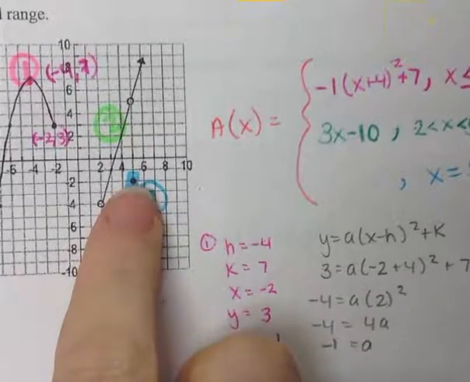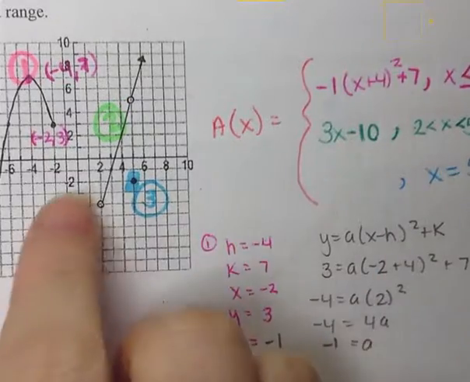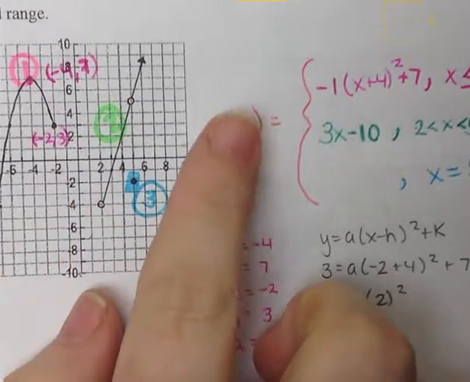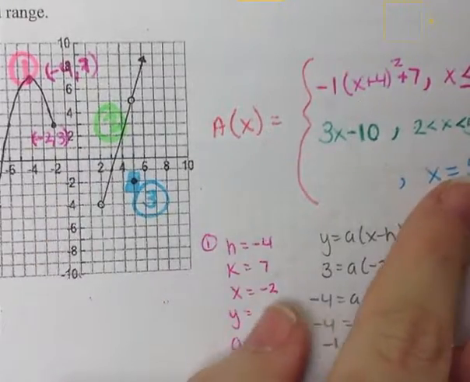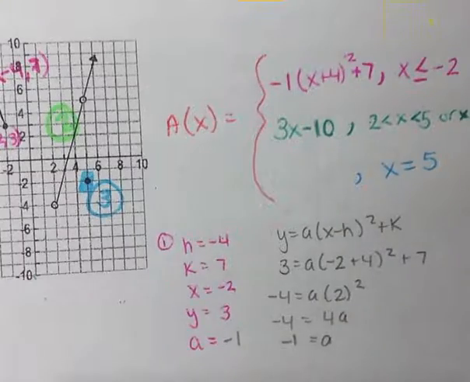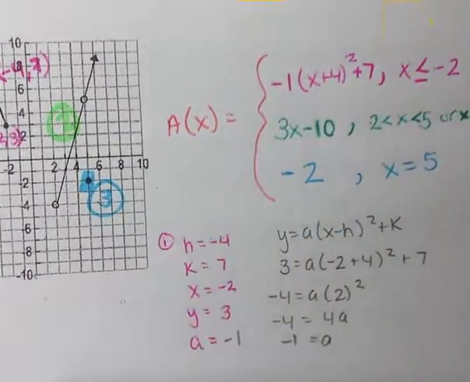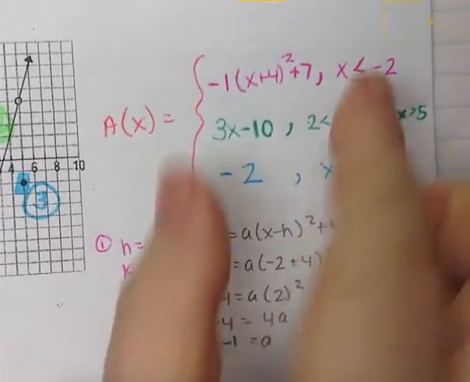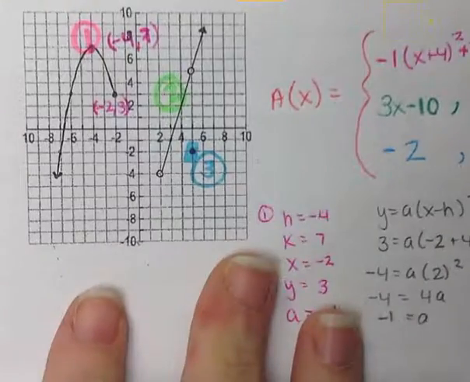Since this last one is just one single coordinate, we already have the x value of the coordinate. We need the y value of the coordinate, because this is y equals this number. So we have the x of 5. The y value is -2. So this blue equation would just be y equals -2, but we only want it at x equals 5. These are the equations with the restrictions for this graph.